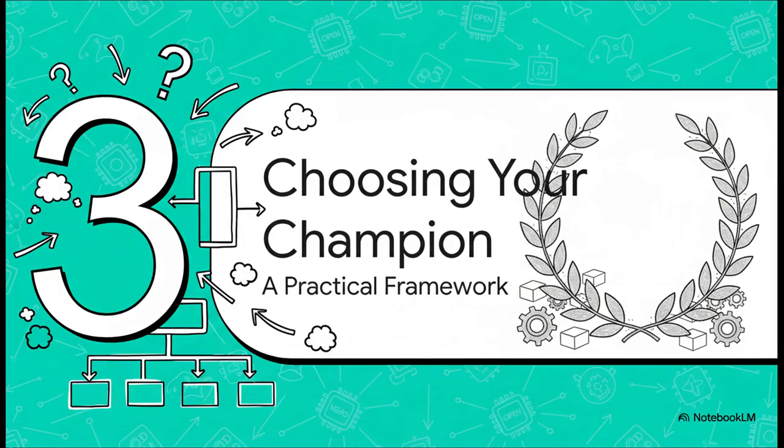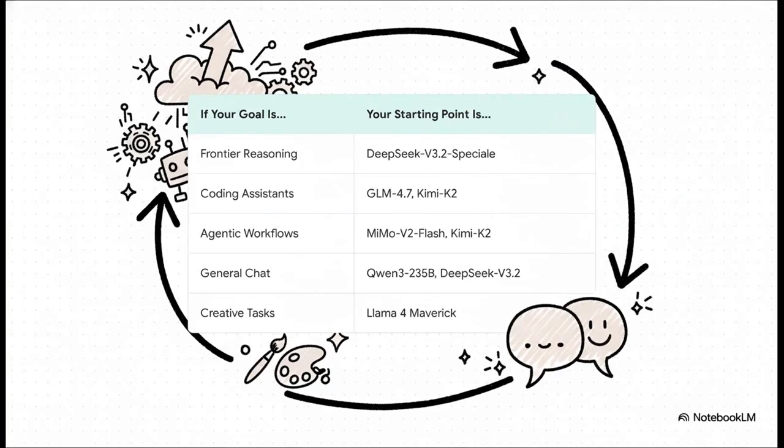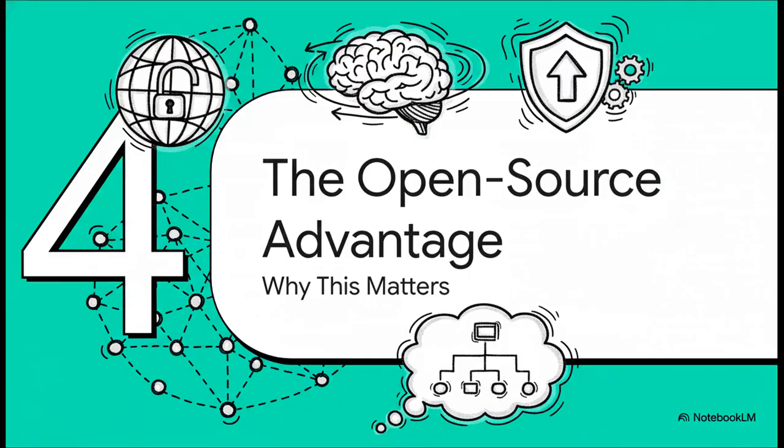So, we've met the big players. Now for the really crucial part in Section 3. How do you actually choose your champion? Let's walk through a practical framework to help you decide. Okay, this slide right here, this is your cheat sheet. Think of it as a starting point, not the final word. If your main goal is frontier reasoning, start with DeepSeek v3.2 Speciale. For agentic workflows, you're looking at Kimi K2. For general chat, Qwen 3 is your go-to. This table basically maps all the use cases we've been talking about directly to the best models to start your evaluation with.